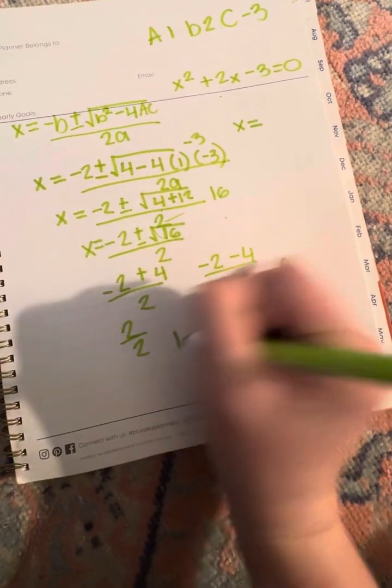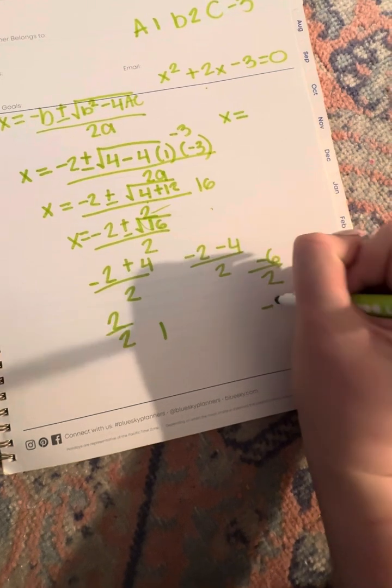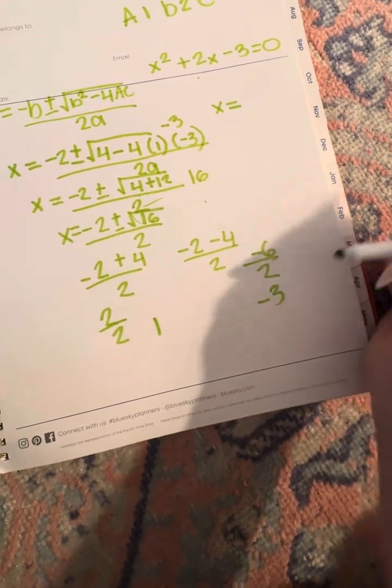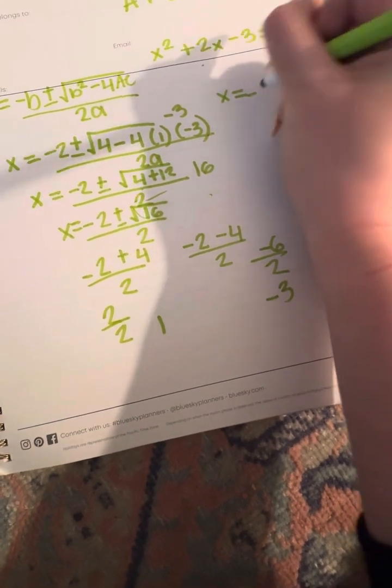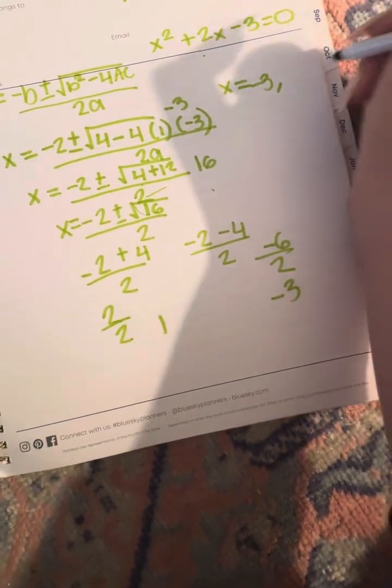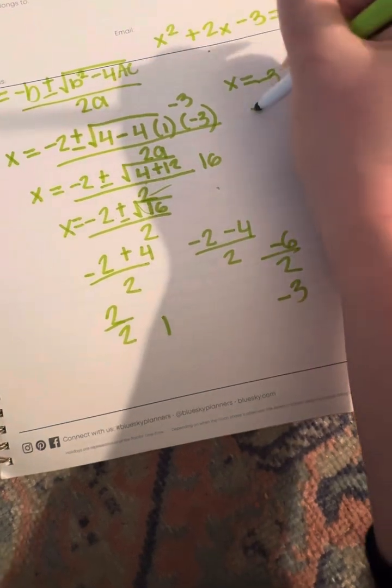So now we can do our x equals. This is going to be 1, and this is going to be negative 3, and you always want to put the lesser number first. So negative 3, comma 1 is our answer.